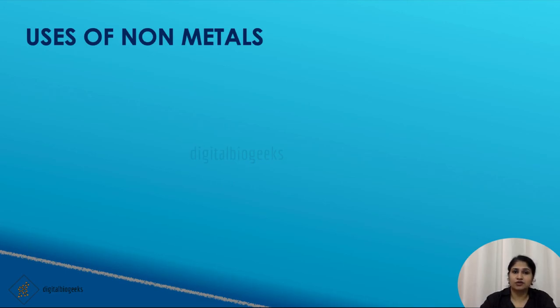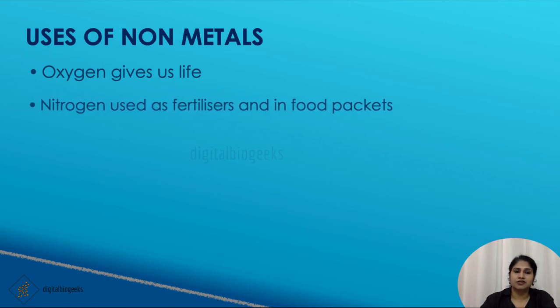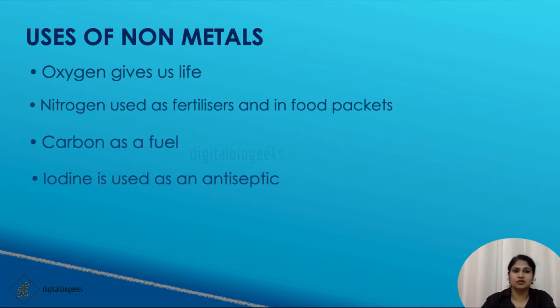Let's see what the uses of non-metals are. Oxygen gives us life. We all know without oxygen we can't survive. Nitrogen is used as fertilizers and in food packets. Nitrogen is an important compound for the growth of plants, and nitrogen is used in food packaging to keep the food fresh. Carbon is used as a fuel. Iodine is used as an antiseptic. Chlorine is used for water purification.